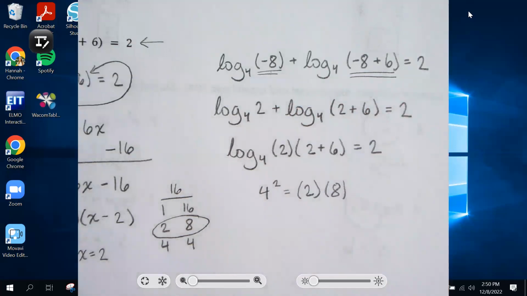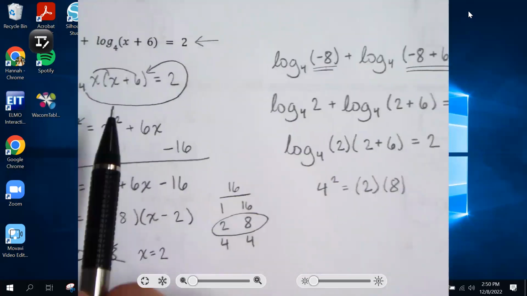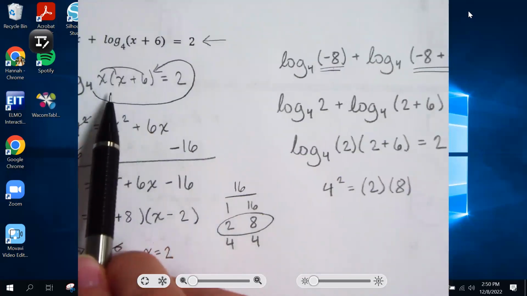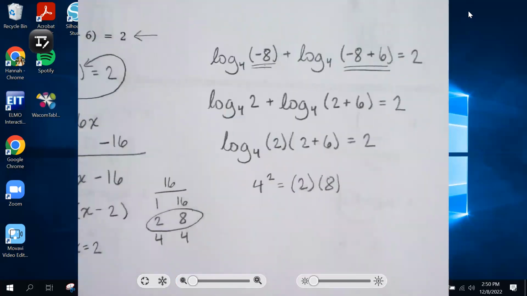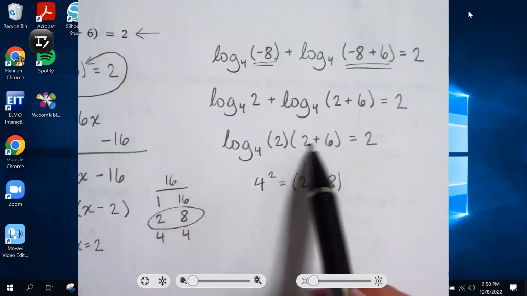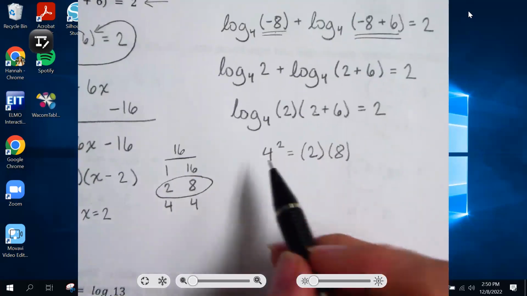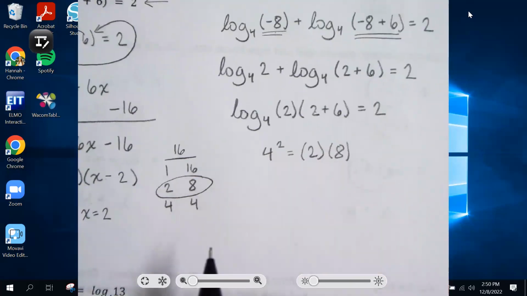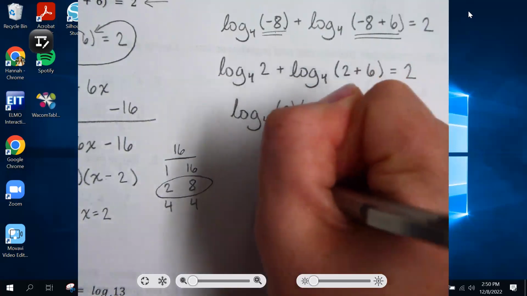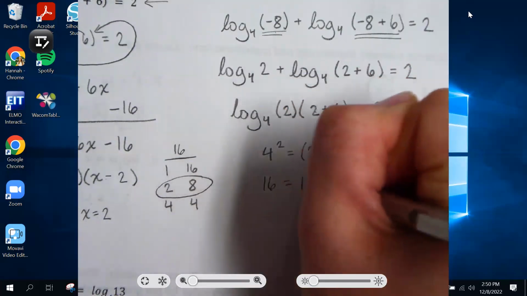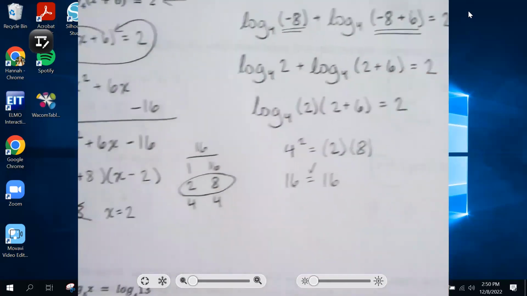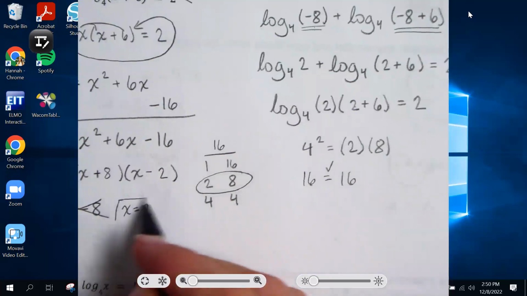You don't have to do the distribution the way that we did it when we were solving. We only did it that way when we were solving because we don't know what X is, so we had to do it that way. Let's do it a little simpler here. We can go ahead and add 2 plus 6 to get 8. And then we just need to check to make sure these values are in fact equal. 4 squared is 16. 2 times 8 is 16. They are equal, which means X equals 2 is a solution.